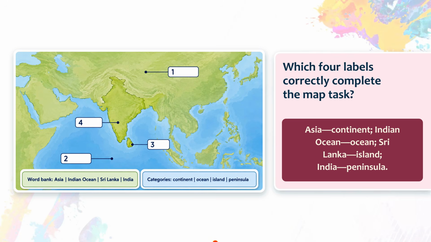Which 4 labels correctly complete the map task? The map and category rules work together. Asia, continent; Indian Ocean, ocean; Sri Lanka, island; India, peninsula. Each label matches both the location and the feature type. Finally, we will reconstruct India's complete map story from all the clues.